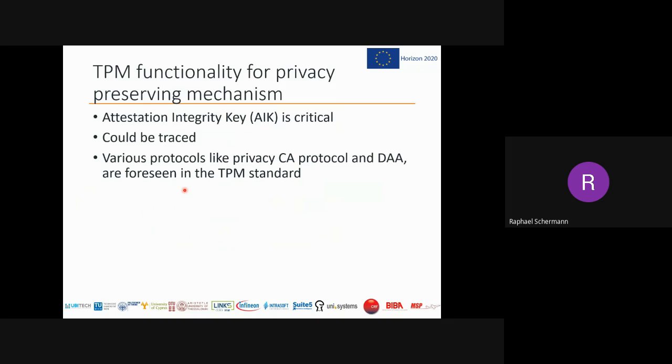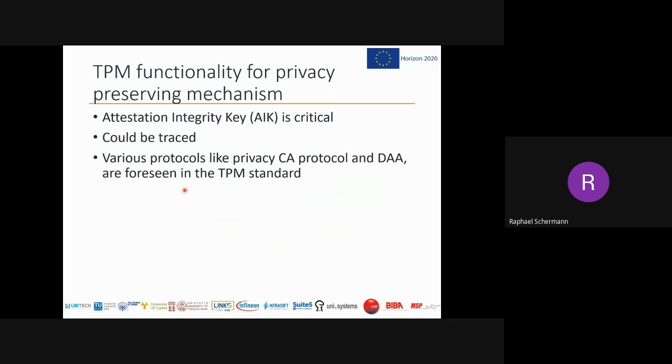So, TPM functionality for privacy-preserving mechanisms. The attestation integrity key is critical, so it could be traced, and therefore various protocols are defined in the TCG standardization for the TPM, like a privacy CA protocol and, as we are using in Rainbow, the direct anonymous attestation.